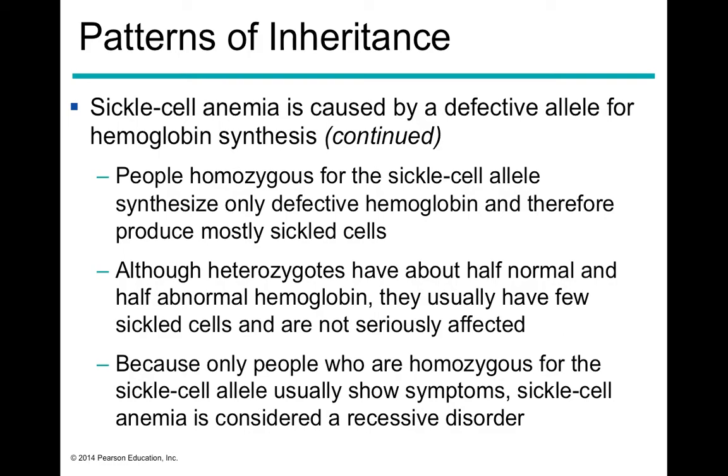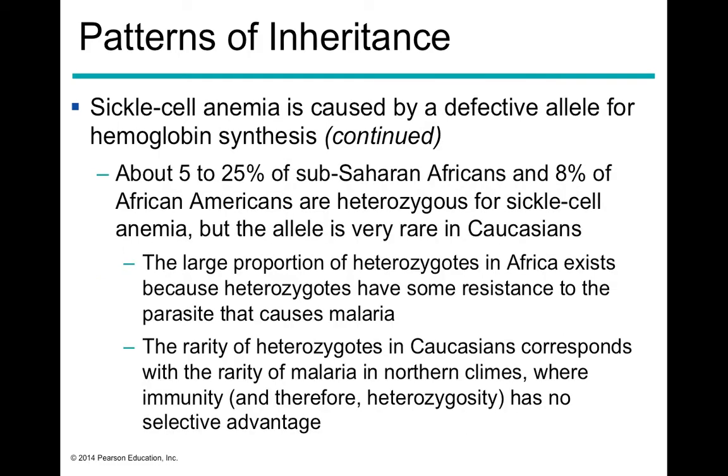And usually only people who are homozygous for sickle cell show symptoms, so it's considered to be a recessive disorder, although the heterozygote does kind of have its own phenotype. And what's interesting is that it affords some protection to malaria, which is why it has persisted for so long. So especially in sub-Saharan Africans and therefore in African Americans who are direct descent from sub-Saharan Africans.